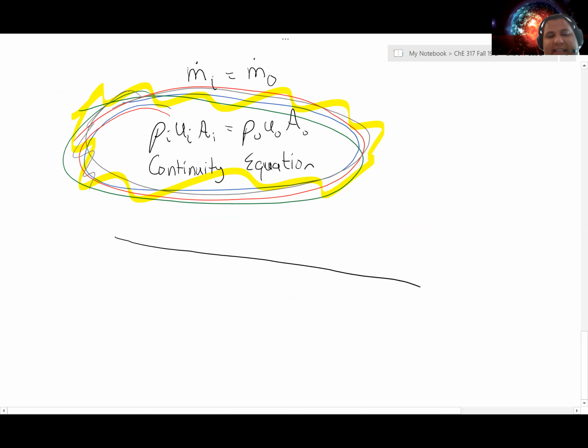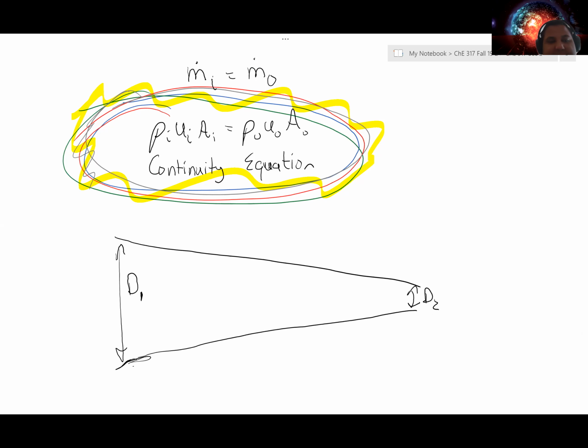And to further illustrate that, let's look at a weird pipe, so to speak. Now I have flow through a pipe, but the diameter of this pipe is decreasing over the length of the pipe. I have some diameter here, and then another diameter, D2. So the question for you all is, how does the velocity change as the fluid moves along the pipe?